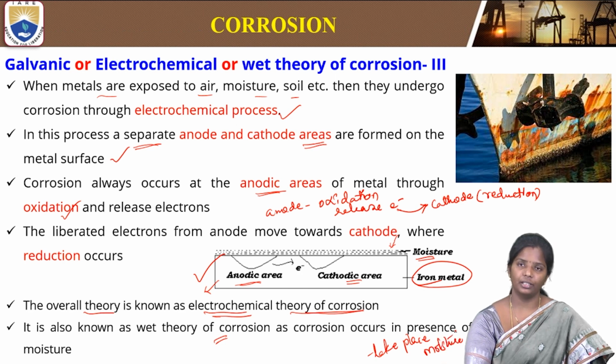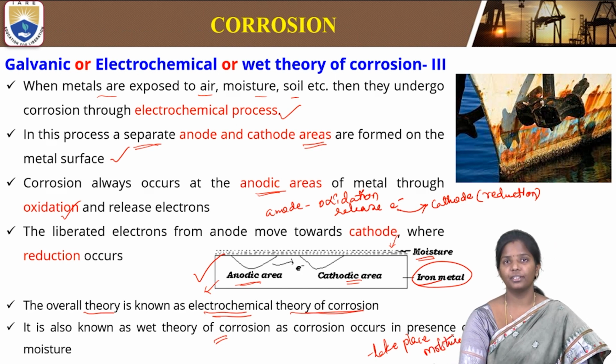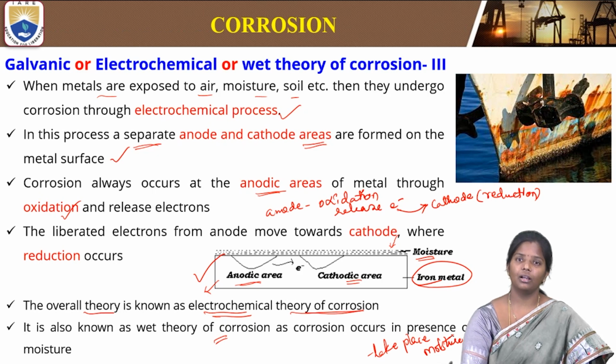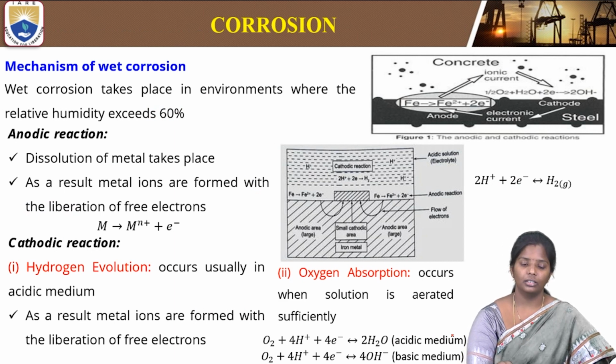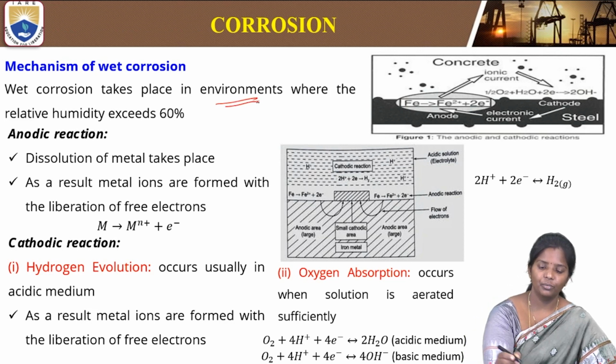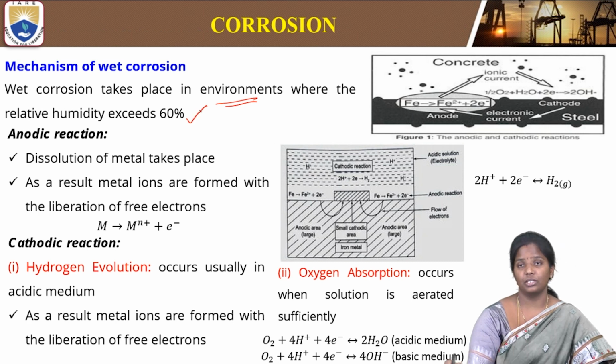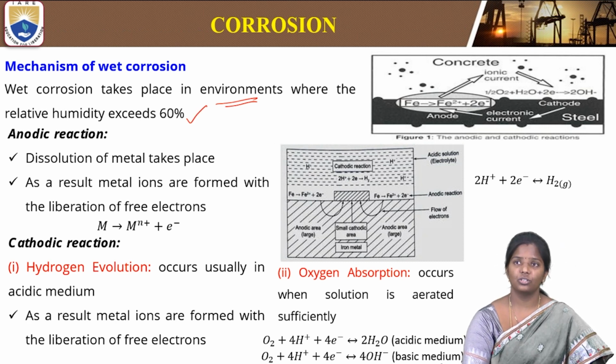So we have to understand by the name itself, like galvanic or electrochemical or wet theory of corrosion. Wet means moisture, so it undergoes corrosion in the presence of moisture. We'll see the mechanism of wet corrosion, that is the galvanic or electrochemical corrosion. It takes place in an environment where the humidity exceeds 60%. Whenever there is a huge amount of moisture on the surface of the metal, the humidity increases, and this ultimately leads to corrosion.